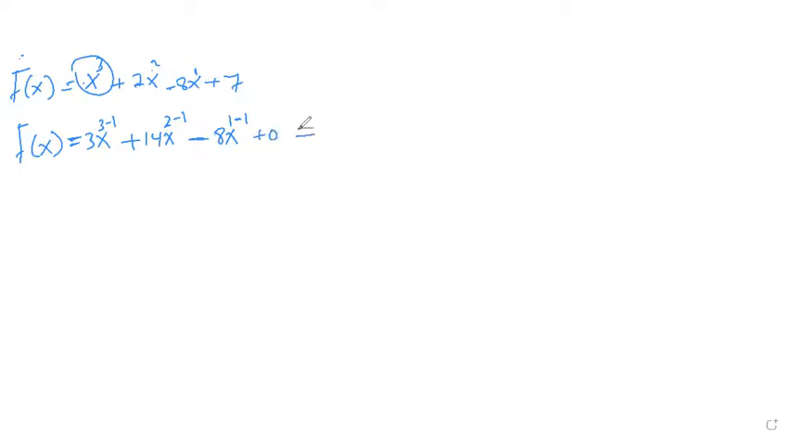This will be equal to 3 minus 1 will be 3x squared, plus, this one will be 2 minus 1 will be 1, 14x. This one will be 1 minus 1 will be 0. x power 0 will be 1. 1 times negative 8 will be negative 8. This is how I do it, simple like this.